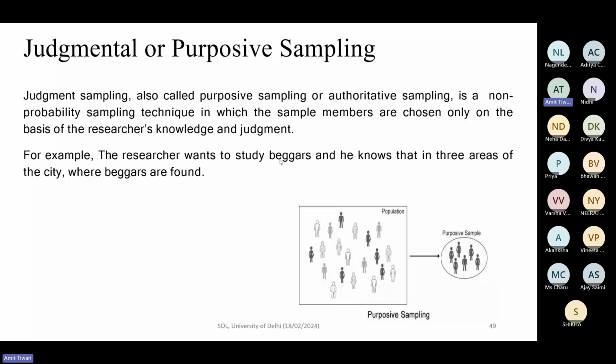So here I have given an example that the researcher wants to study beggars, and he knows that there are 3 areas of the city where beggars are found, so only those 3 areas he or she will go and perform the study. There is a chance that there are 100 other areas where he can perform the study, but as per his judgment, he decided to study the phenomenon in those 3 areas only.